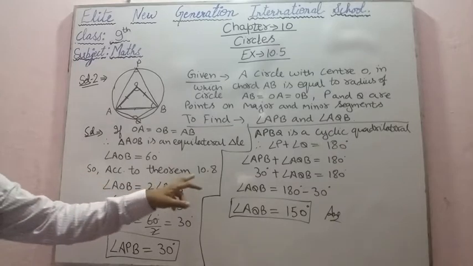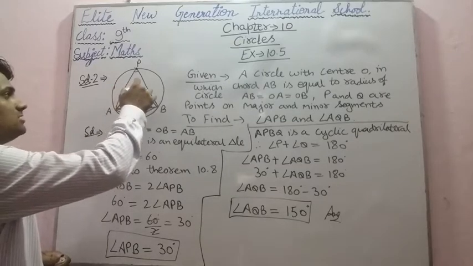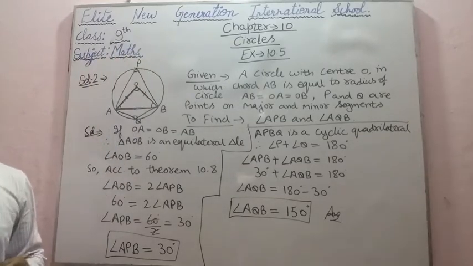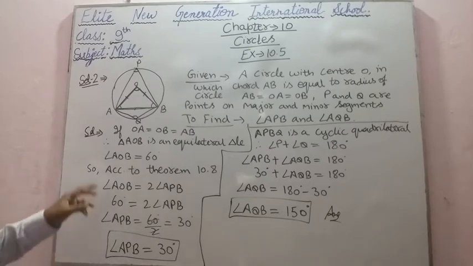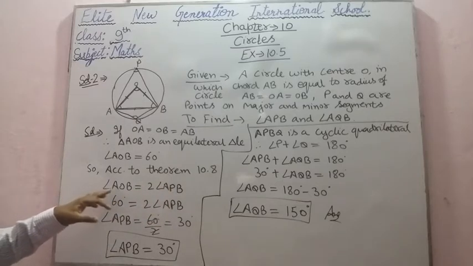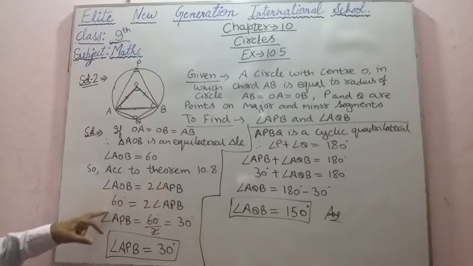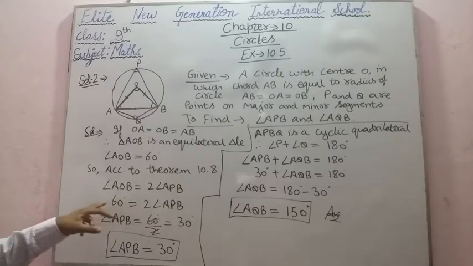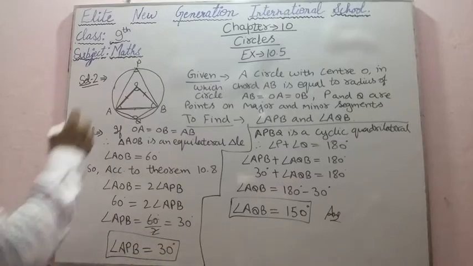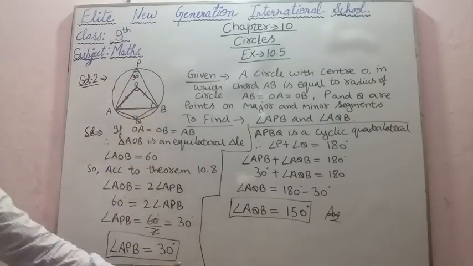So according to theorem 10.8, the angle subtended by an arc at the center is twice the angle subtended by it at any other point of the circle. So in this we can say that angle AOB will be equal to twice angle APB. So the value of angle AOB equals 60 degrees, equal to twice angle APB. For finding angle APB, 60 will be divided by 2, so it will be 30. So angle APB will be 30 degrees. So the angle on the major segment will be 30 degrees.